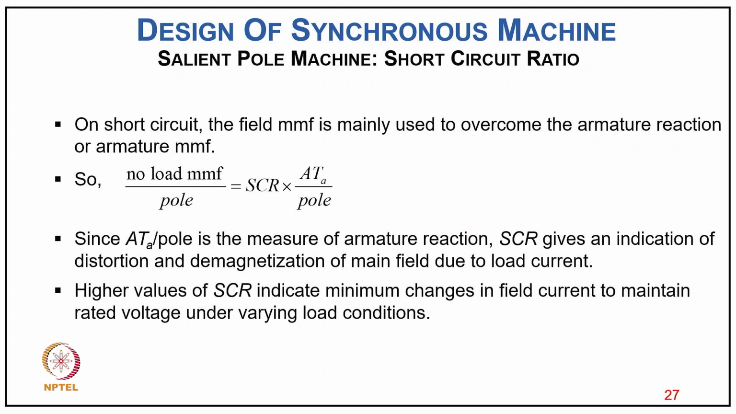Now on short circuit, the field MMF is mainly used to overcome the armature reaction or armature MMF. So no load MMF per pole equals SCR into AT per pole. Since AT per pole is the measure of the armature reaction, SCR gives an indication of the distortion and demagnetization of the main field due to the load current, and a higher value of SCR indicates minimum changes in the field current to maintain the rated voltage under varying load conditions.